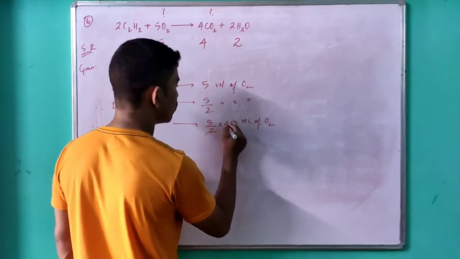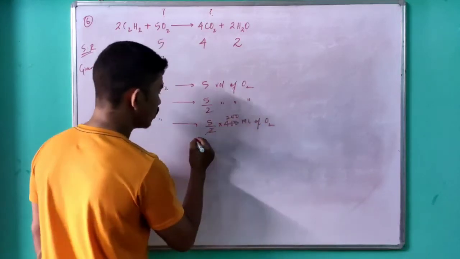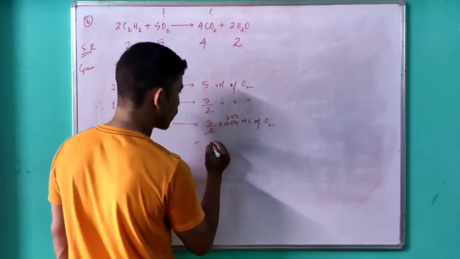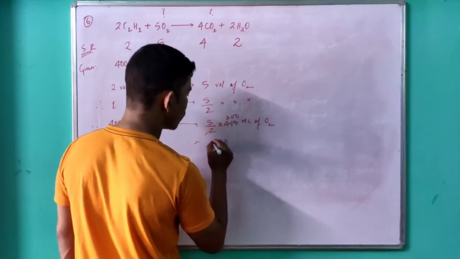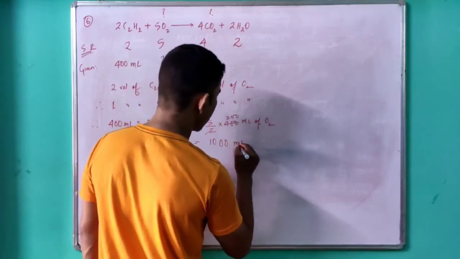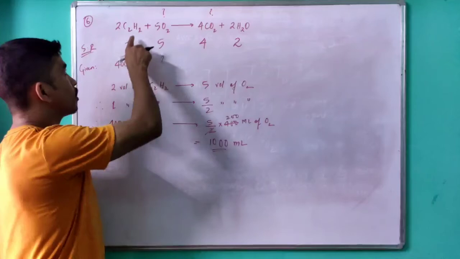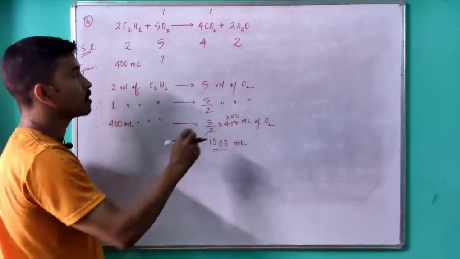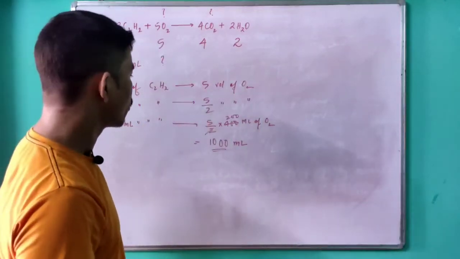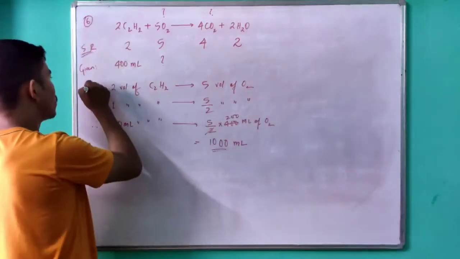So simply 2, how much? 200. So this will be 5 times 200, which is 1000 ml. So it's clear that for 400 ml of acetylene, the 1000 ml of oxygen will be required. So this is the part 1.